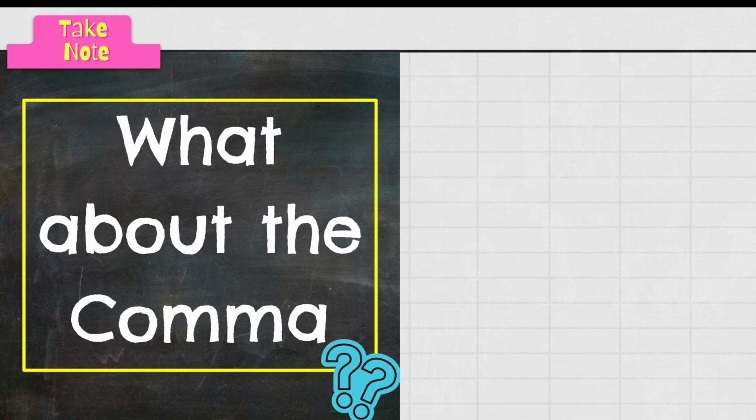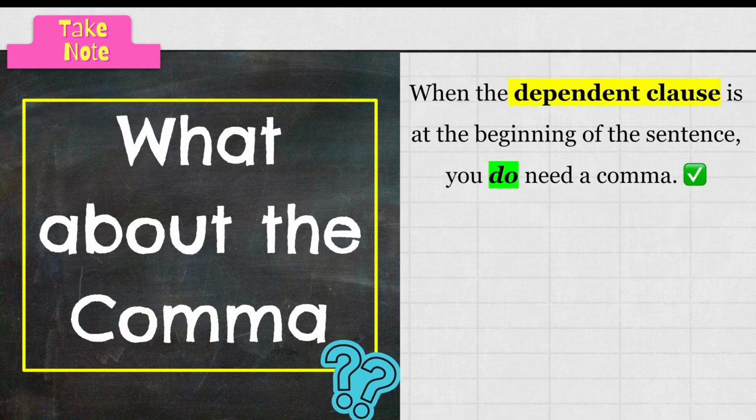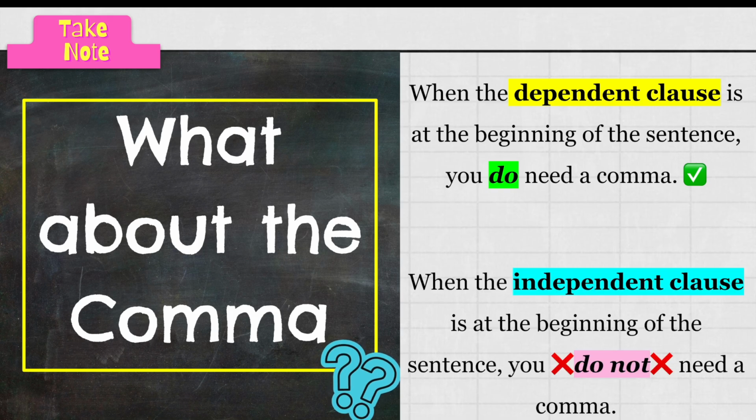I'm sure you're pretty smart and you already know the comma rule, but let me spell it out for you. When the dependent clause is at the beginning of the sentence, you do need a comma after it. And when the independent clause is at the beginning of the sentence, you do not need a comma. The comma only goes after the dependent clause.